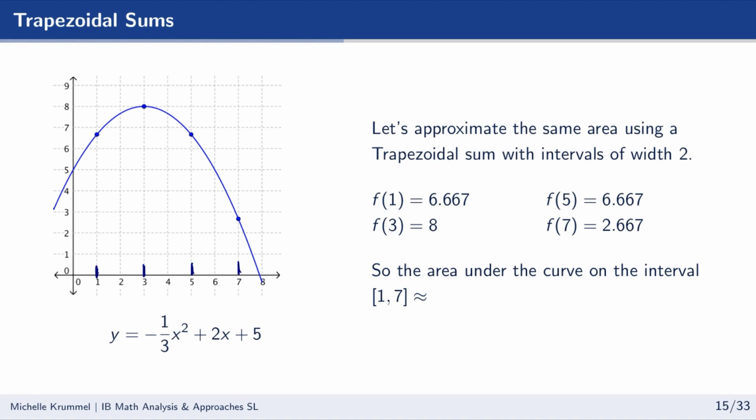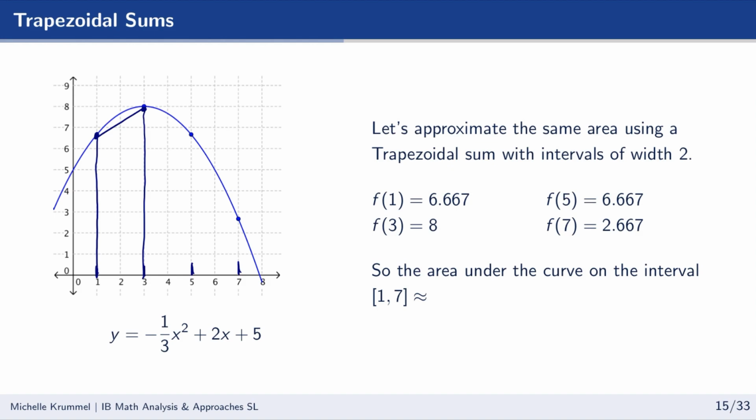But I'm not going to draw rectangles here. I'm going to draw trapezoids. The way I'm going to do that is I'm going to take the left endpoint of the interval, follow it up until I hit the curve, take the right endpoint of the subinterval, follow it up until I hit the curve, and then connect those 2 points to create a trapezoid.